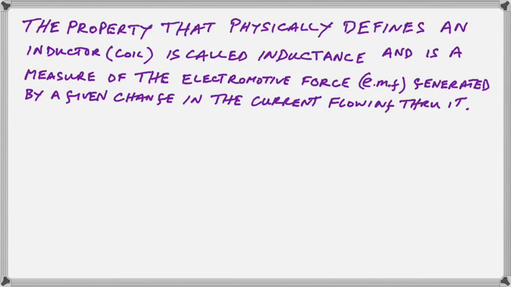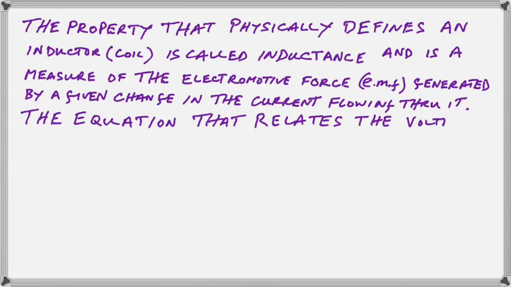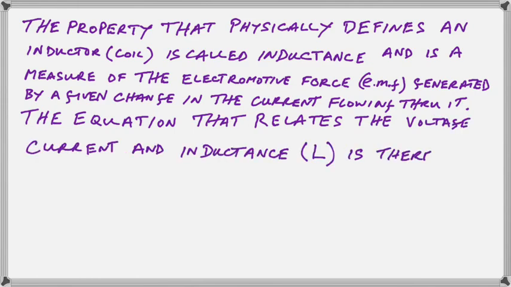So anytime you change the current, there's a change in the magnetic field. Anytime the magnetic field changes, the voltage is going to change as well. So the equation that relates the voltage, current, and inductance is as shown. It's the defining equation of the coil, and if you compare that with the capacitor, you will see that basically the I and V have been swapped.